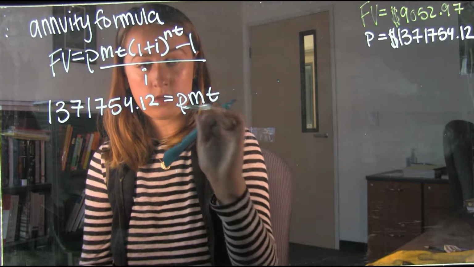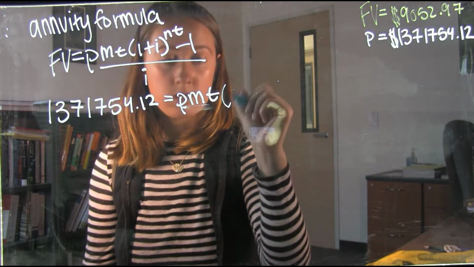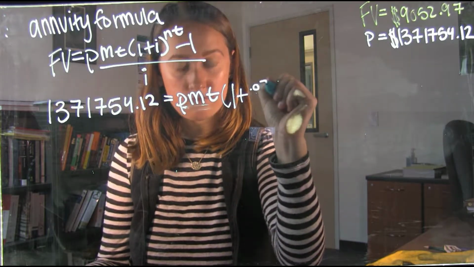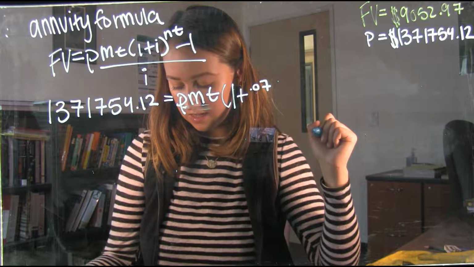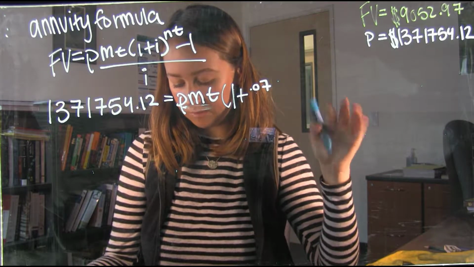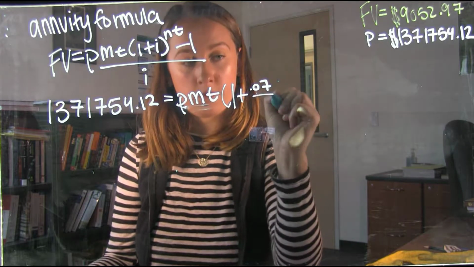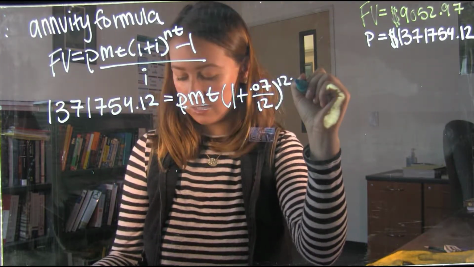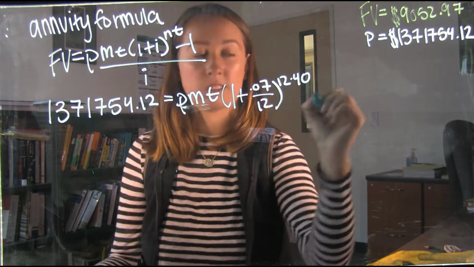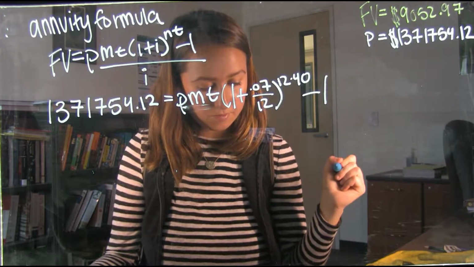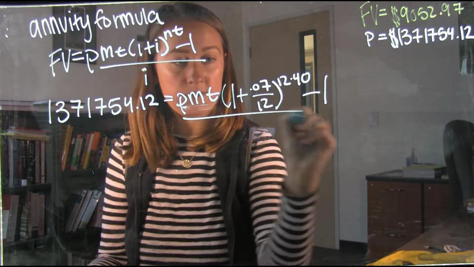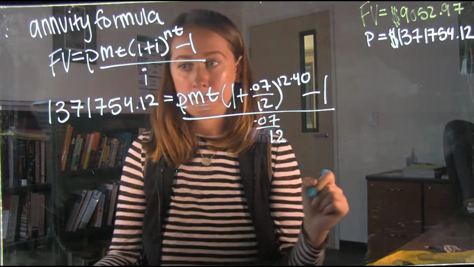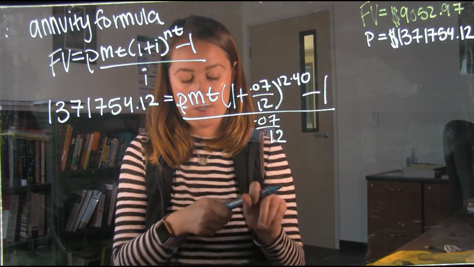And we're going to go ahead and multiply that times 1 plus I, which in this case is 0.07, because that is the 7% annual interest compounded monthly, over 12 because it's monthly, times 12 because every month we're going to save, for 40 years because that's how many years we're going to be saving, minus 1, and then we're going to divide all of that by 0.07 over 12 again, which is our I. And then we're going to do the math on this one.